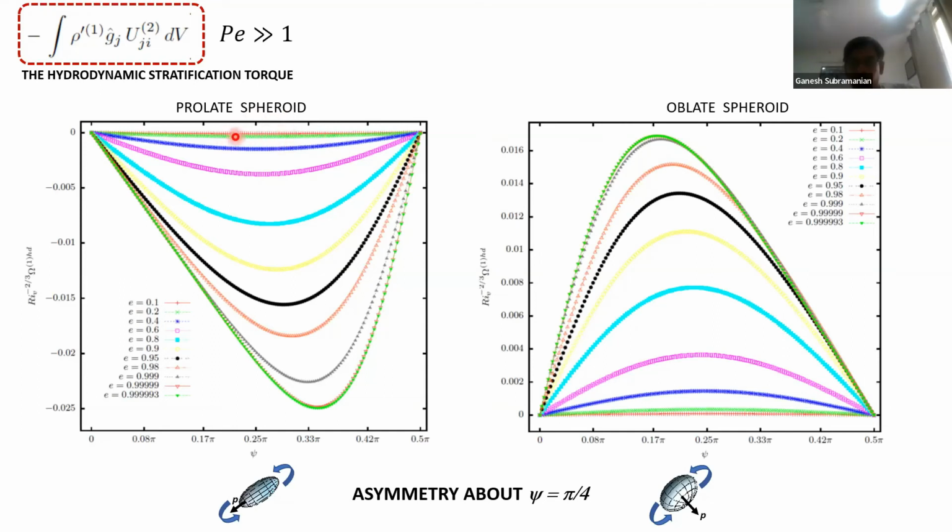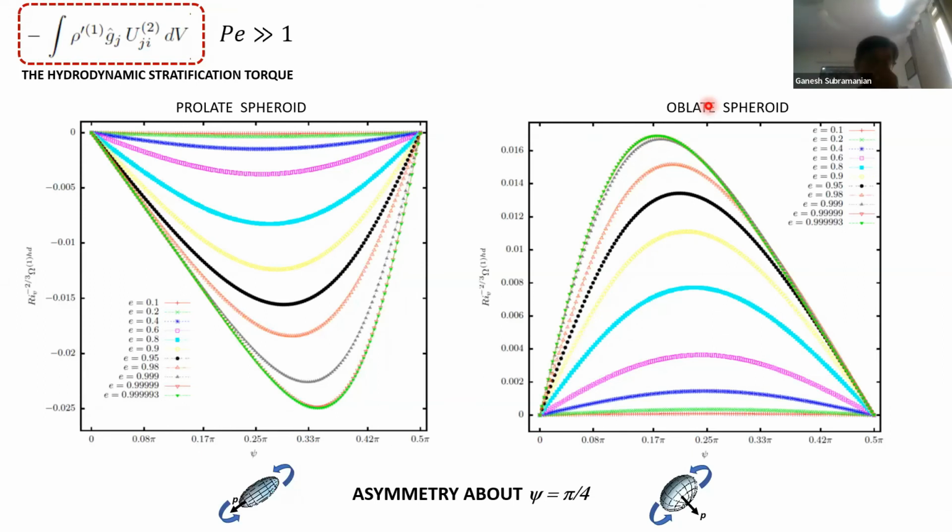If you scale it appropriately, you will see that, though it's very shallow, the peak is at pi/4. So nearly spherical particles still behave like the small Peclet problem. But as you increase the aspect ratio, the torque takes on a different shape, with the peak approaching a certain limiting angle that is larger than pi/4 for a prolate spheroid, but smaller than it for an oblate spheroid.